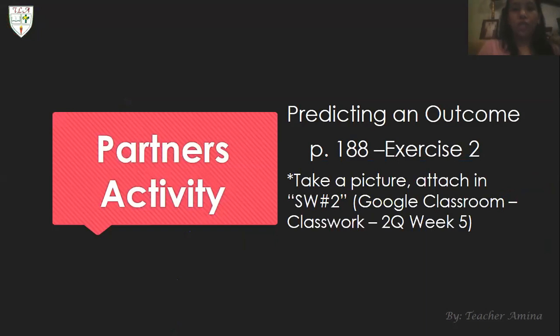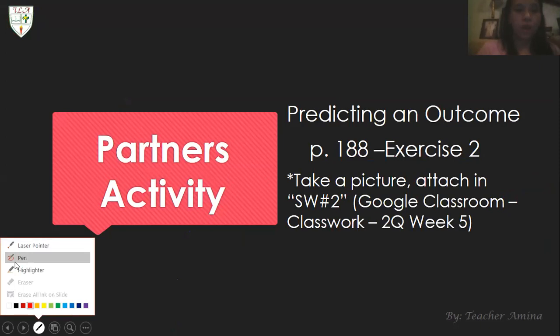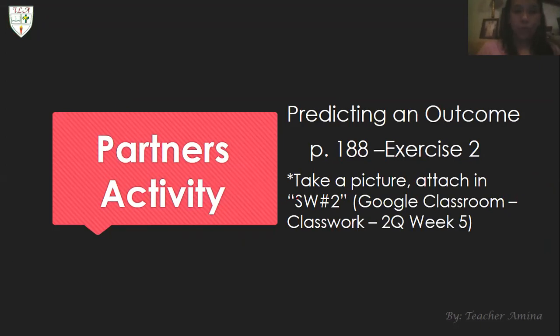So for your partner activity, you will do page 188 exercise 2. You will do it together, help each other to answer, and then take a picture and attach it in partner. This is wrong, I'm sorry. This is supposed to be partner activity.